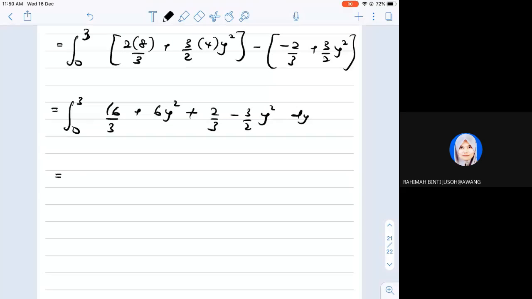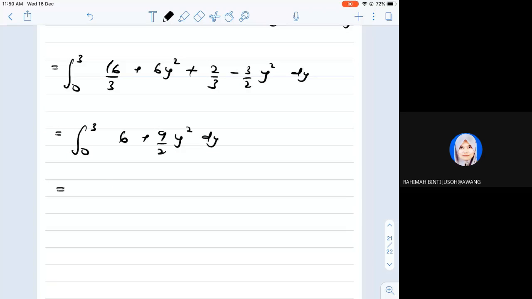Okay, so dia jadi 0 until 3, 16 plus 2, so 18, 18 bagi 3, 6. Tambah 6y squared tolak 3 over 2y squared, so 12 tolak 3, 9 over 2, isn't it? So 9 over 2y squared. Kalau saya salah, beritahu kalau saya terlepas pandang.